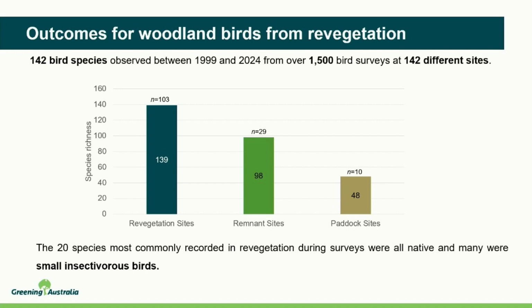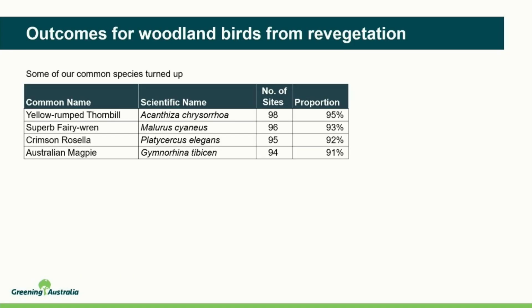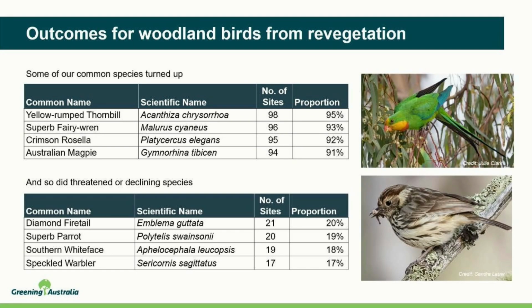So we've overall recorded the highest number of species in the revegetated sites, with 139 species observed across 103 sites. Remnant, we observed 98 species across 29 sites, and at our paddock sites we observed 48 species. So the key message here is that we're seeing a higher number and a higher diversity of bird species in the revegetated areas compared to the cleared paddocks. What's really cool is that it wasn't just our generalist bird species that are turning up in these revegetated areas, but also a number of our threatened or declining species.